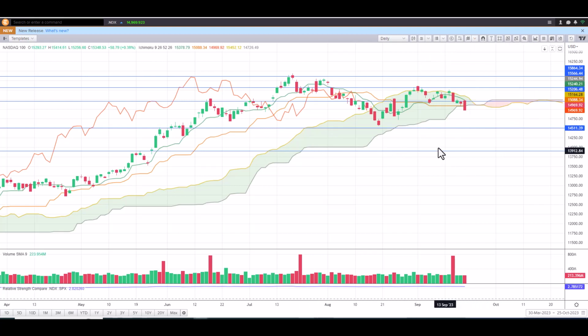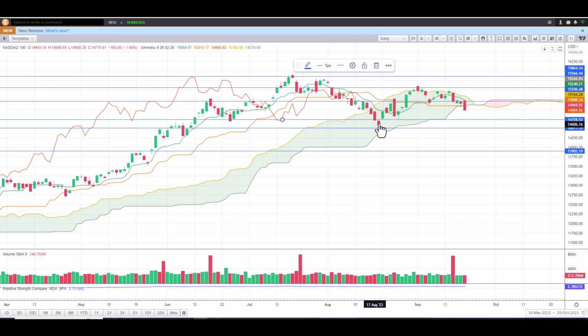Downside support targets are this level here, that 14,732, 14,730 roughly, and then this one off the weekly, 14,500, is also a level to watch out for, and that coincides well with that low there. So those are the downside risk targets in this current correction.